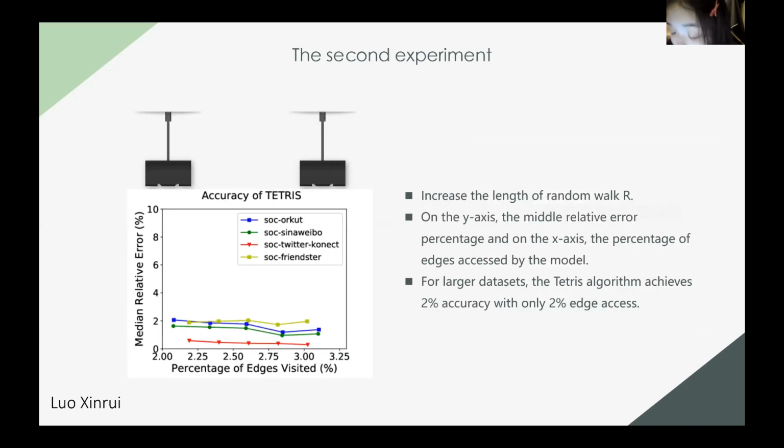Okay, in the second experiment, we increase the length of random walk R. The average relative error percentage is shown in the figure below. On the y-axis, we can see median relative error percentage, and on the x-axis, we have percentage of the edges visited. For larger datasets, the algorithm achieves 2% accuracy with only 2% edge access.